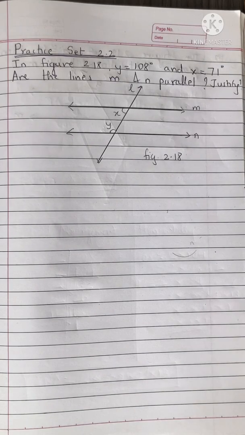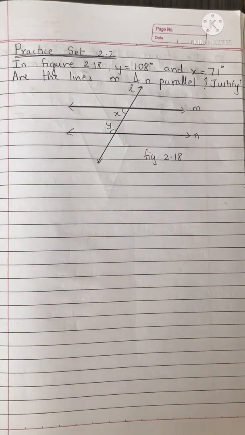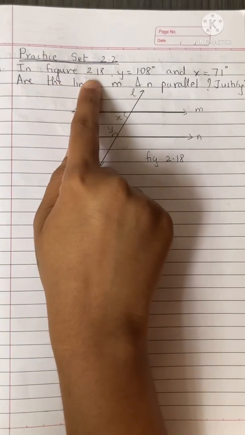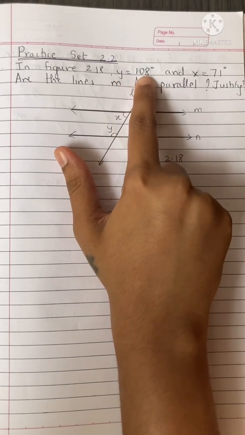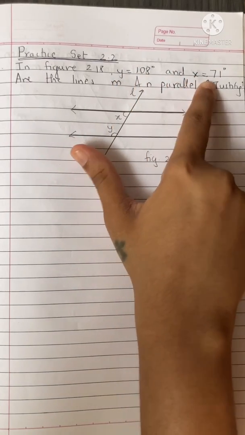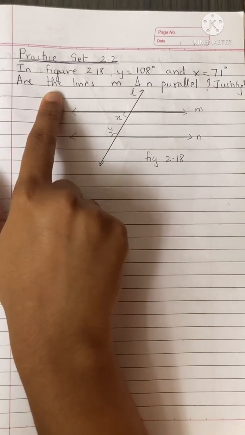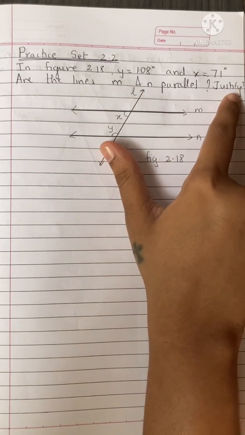We are going to start with practice set 2.2, first question. This practice set is very easy if you know all the concepts of parallel lines and the properties and tests of parallel lines. The first question is: in figure 2.18, which is this figure, y is equal to 108 degrees and x is equal to 71 degrees. We have to find out whether the lines M and N are parallel, and we have to justify.